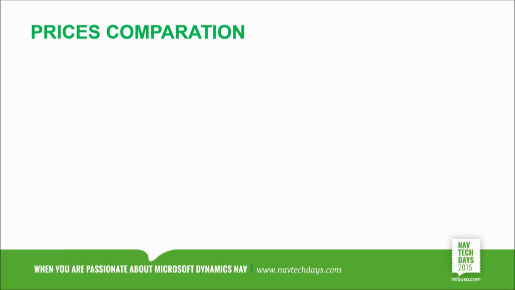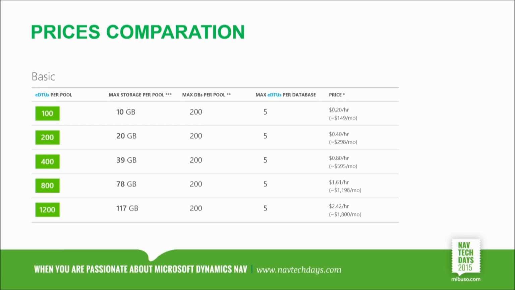When we make some price comparison of basic, standard, and premium, you can see that basic, as I already said, is not so expensive, but this is only for small databases. Standard is something we generally need to use for NAV. And you can see 200 and some dollars, 400 and so on per month. Okay, we can use premium, but I think this is not necessary for NAV databases.